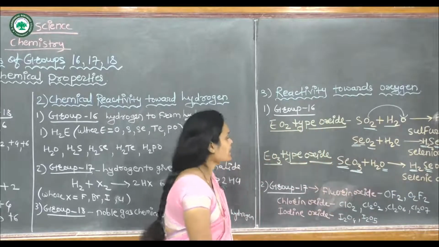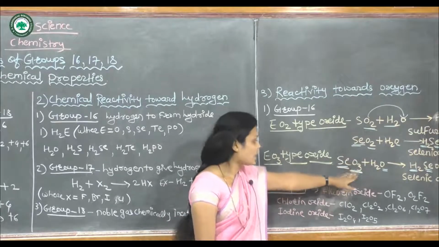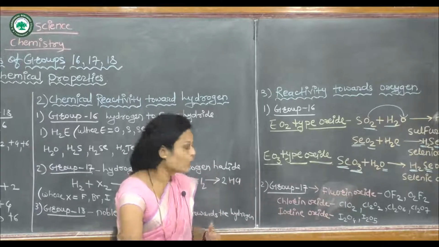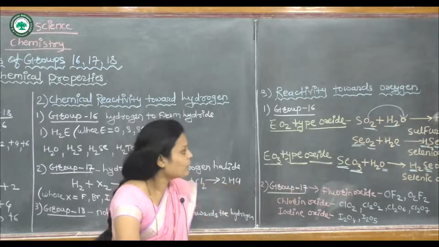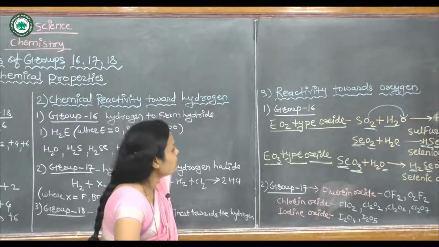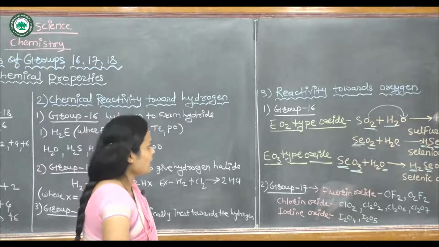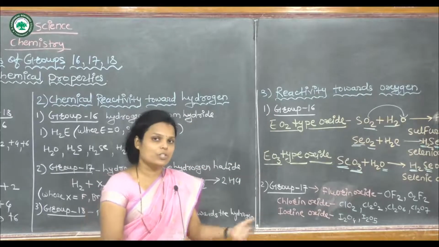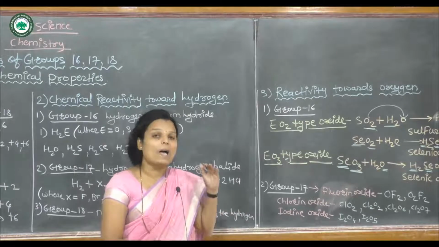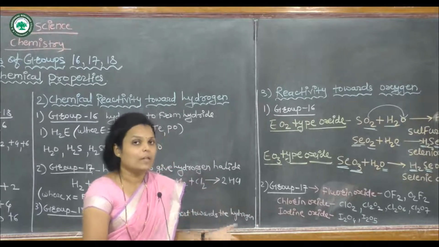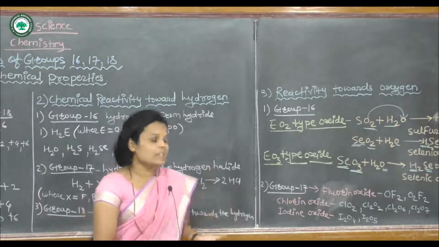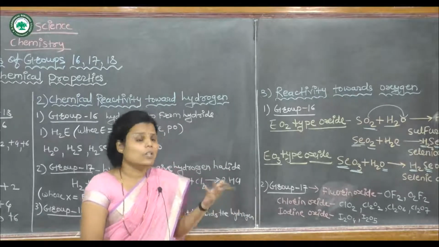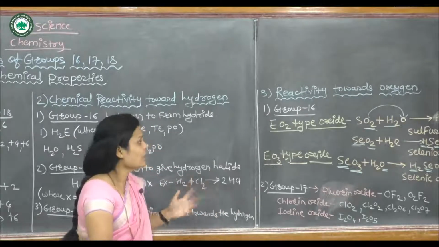Means selenium trioxide reacts with a water molecule and then selenic acid is formed. This is the EO3 type oxide. Means the group 16 elements react with the oxygen molecule and then acid is formed. Various types of acid: sulfurous acid, selenious acid, selenic acid and sulfuric acid also in this reaction.